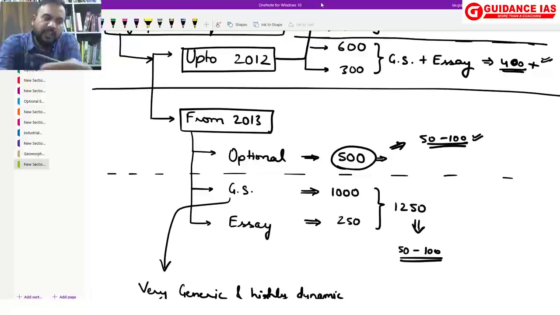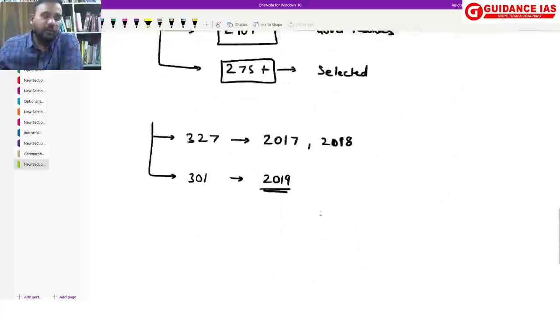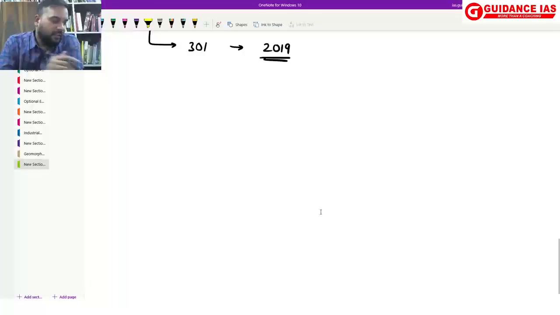So here we can actually make a difference, which is 50 to 100 marks, if we prepare well. And both essay and, if you talk about GS, combined, you are making a difference of 50 to 100 marks in this case. So even if you look from 2013, what I am saying, we find that the optional's relevance is still there.